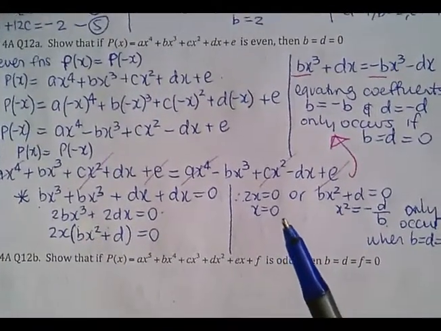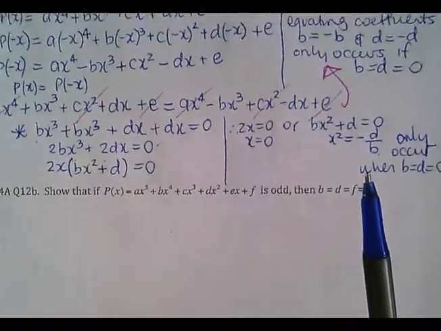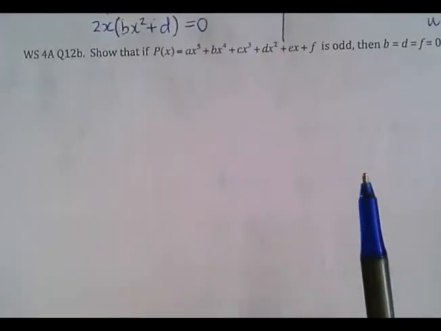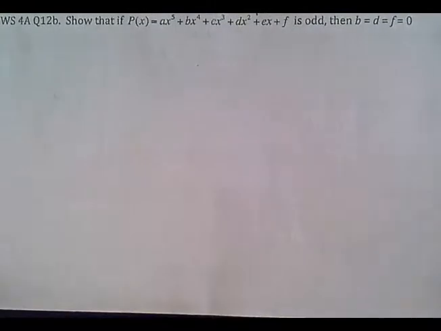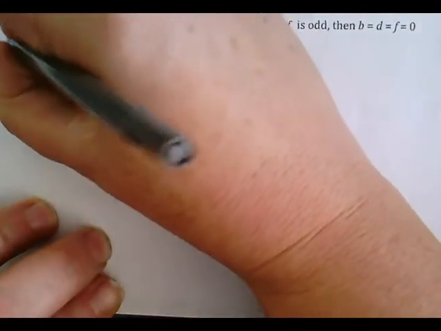Okay? Now, same thing here if it's odd. Do you want to just do this one? All right, so let's just do question 12b. Show that if it's odd. So what are the rules for odd?